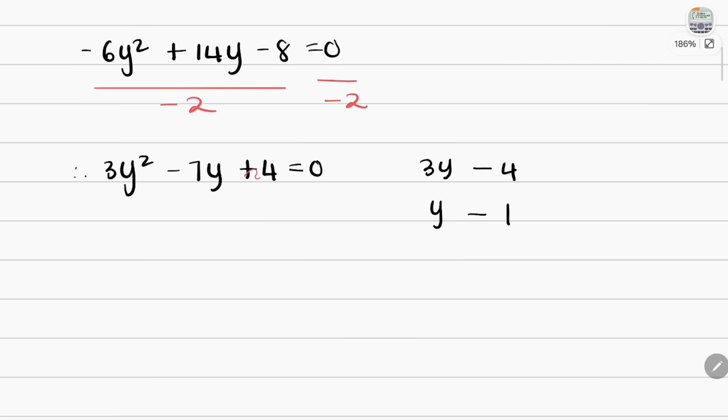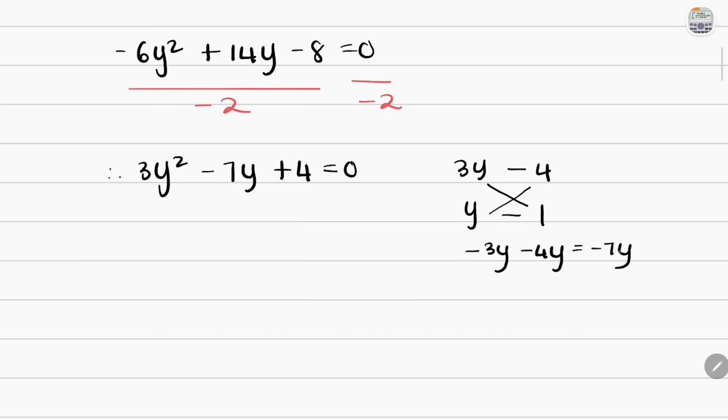And now let's go ahead and check if it really does give us our middle term. So we're going to cross multiply. You say the 3y times the negative 1 gives you negative 3y. Then the y times the negative 4 gives you negative 4y. And this is equal to negative 7y. Okay, so with negative 7y, it really does work out to be the middle term.